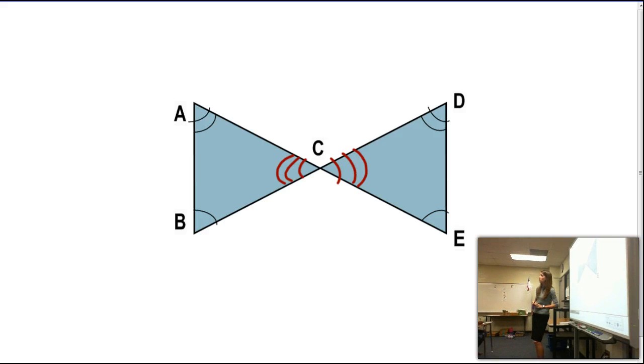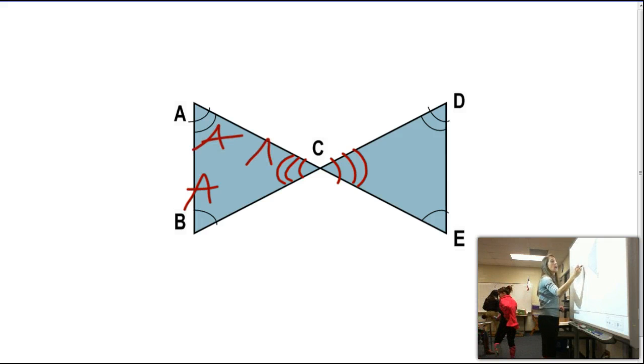Catherine, are these guilty of being congruent? By what? They're not guilty. What do you see when you see an arc? What does that mean? Is that a side or an angle? Angle. So you got angle, angle, angle. Is that one of the ones that works or one of the ones that doesn't work? Doesn't work.